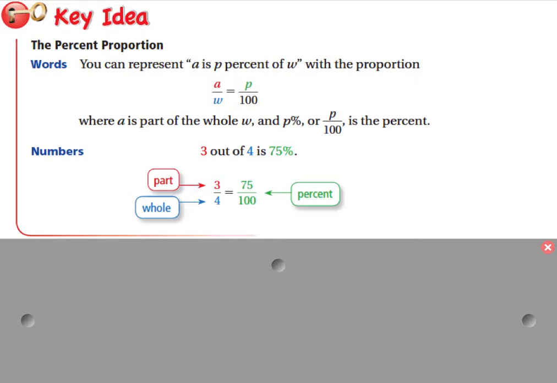You can represent "A is P% of W" with the proportion A over W equals P over 100. The thing to realize here is that you've got the part out of the whole, and that equals the percent written as a fraction. Percent meaning per 100 in this case. And that's what we're dealing with here.